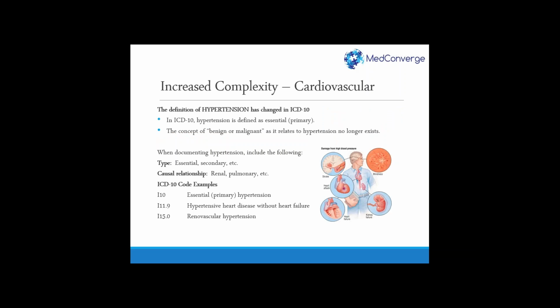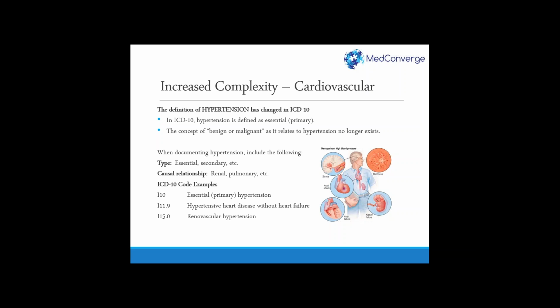Okay, now let's look at another example, increased complexity. One of the interesting things about ICD-10 is they have changed the core definitions of some of the most commonly used diagnosis codes, or some of the most commonly treated conditions. For example, with hypertension, from the beginning of ICD-9, from the time we started documenting codes, it was always either benign or malignant. But that concept doesn't exist anymore. We just have essential hypertension and then secondary hypertension and the causal relationship. So if it's essential hypertension, does it have a related renal condition, heart condition, pulmonary condition? That's all. So benign and malignant essentially don't exist anymore.